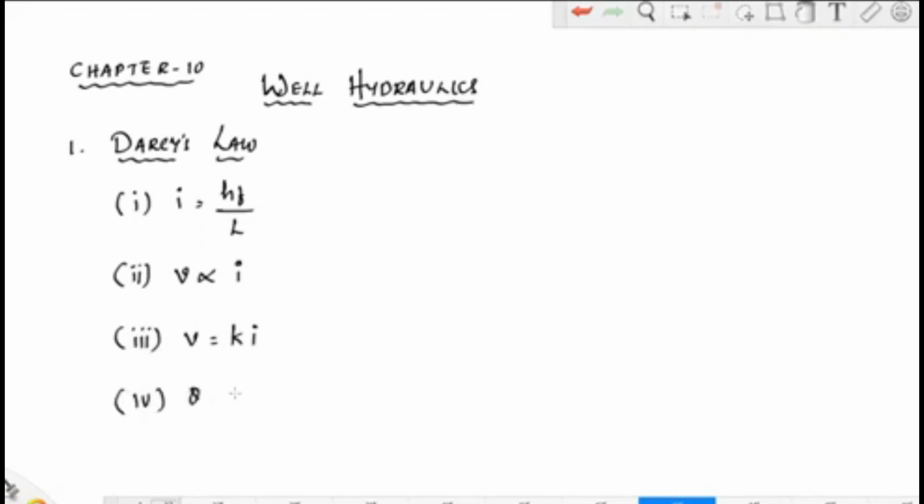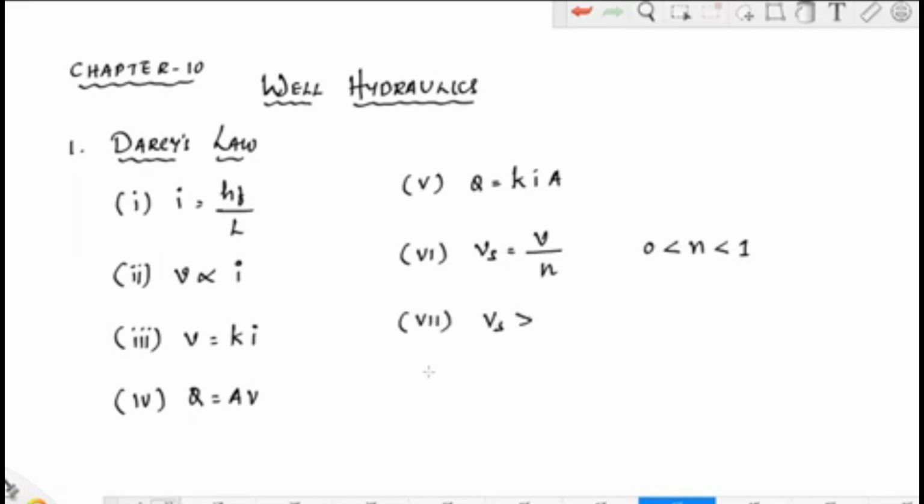Fourth one, discharge is equal to area into velocity. Fifth point, discharge is equal to, you can write KIA. Sixth one, seepage velocity Vs is equal to V divided by N, porosity. So porosity will be less than 1, greater than 0. So seventh point, Vs will be always greater than V. Eighth point, what you have to remember is Vs is equal to distance divided by time. So these are the points that you have to remember from Darcy's law.